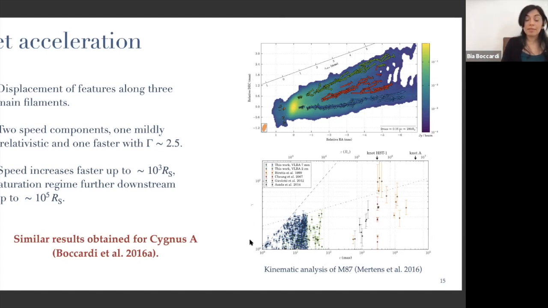This study of M87 enabled us to see that the speeds indeed increase in the innermost regions. They increase faster in the innermost 10^3 Schwarzschild radii, and then there is a saturation regime up to about 10^5 Schwarzschild radii, where the maximum speed is achieved. And similar results were obtained also for Cygnus A from the point of view of the jet acceleration.